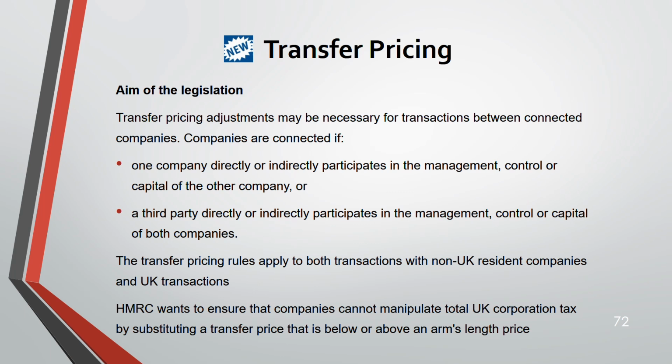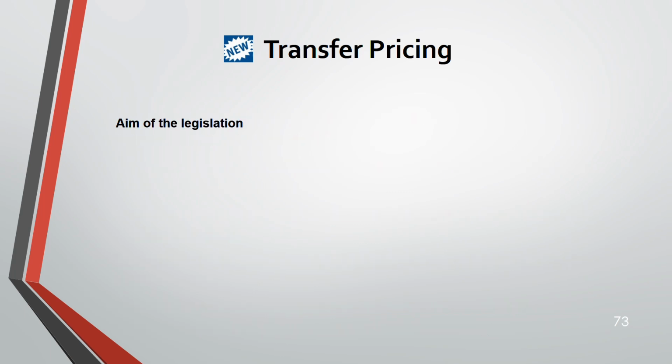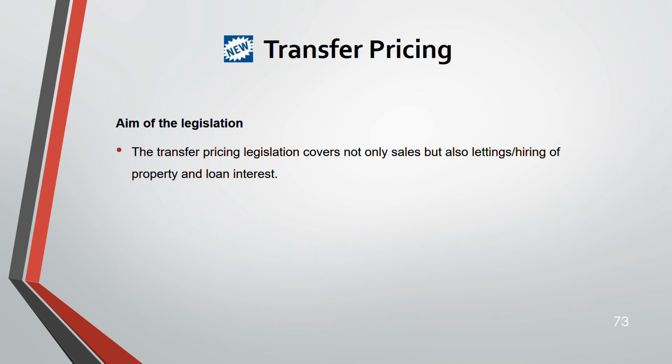So what happens because of this? HMRC wants to ensure that you are not able to manipulate that. You pay the total UK corporation tax. That's why they have strict rules on transfer pricing, and you have to know these rules. So transfer pricing legislation covers not only sales but also letting, hiring of property and loan interest.